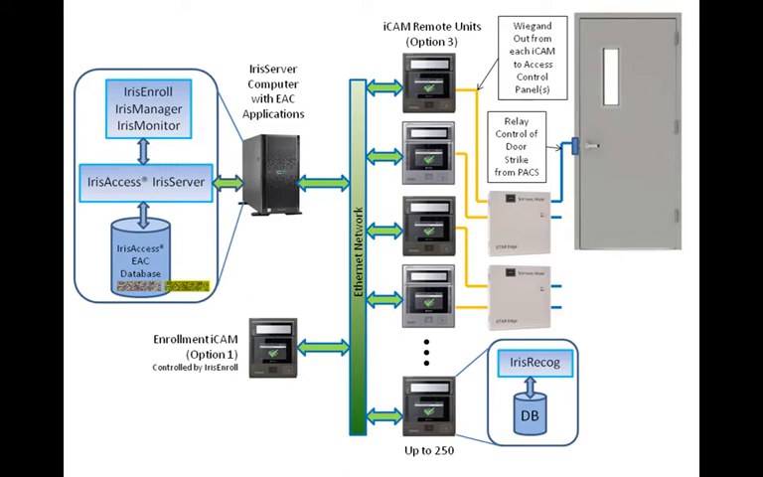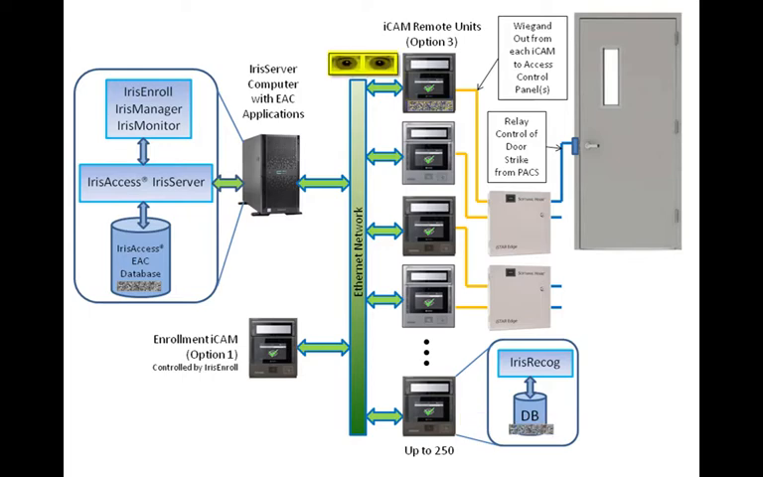When permissions are granted to the user, a copy of the iris code is created and sent back through the Iris Server over the network and into the appropriate camera where the user has permission. Once at the iCam, it's stored in the internal iCam database.